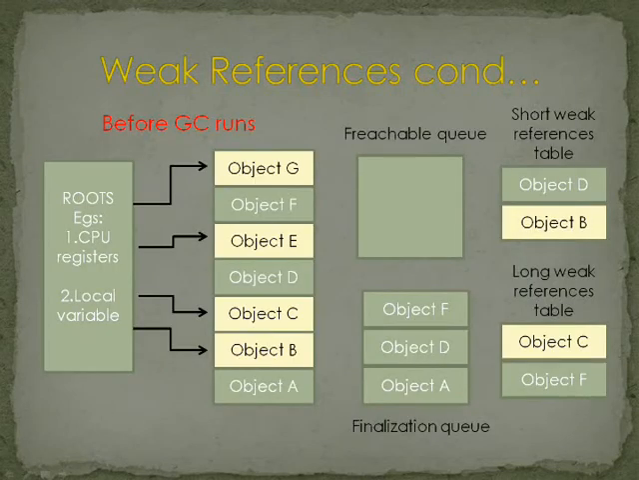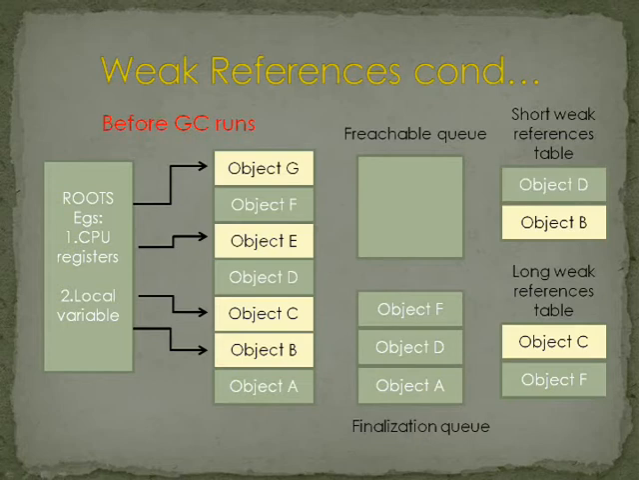What happens when a garbage collection runs? The garbage collector builds a graph of all the reachable objects. In this diagram, the graph will include B, C, E, G objects. The garbage collector scans the short weak reference table. If a pointer in the table refers to an object that is not a part of the graph, then the pointer identifies an unreachable object and the slot in the short weak reference table is set to null. In this diagram, the object D is set to null since it is not a part of the graph.